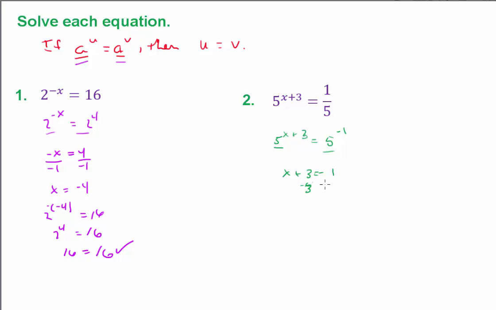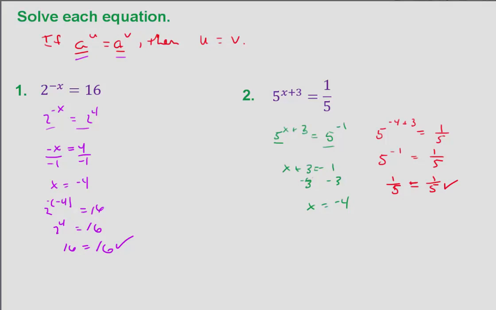So we subtract 3. So x is equal to negative 4. And again, we could go ahead and substitute this in to check, which is something I highly recommend everyone do on all these problems since they are solving equations. You can verify that your answer is correct. So 5 to the negative 4 plus 3 is equal to 1/5. That would be 5 to the negative 1 is equal to 1/5. And so that would produce 1/5 is equal to 1/5. So it does in fact check out. Okay.